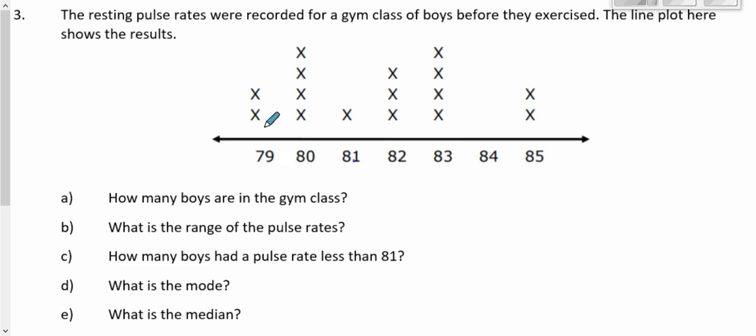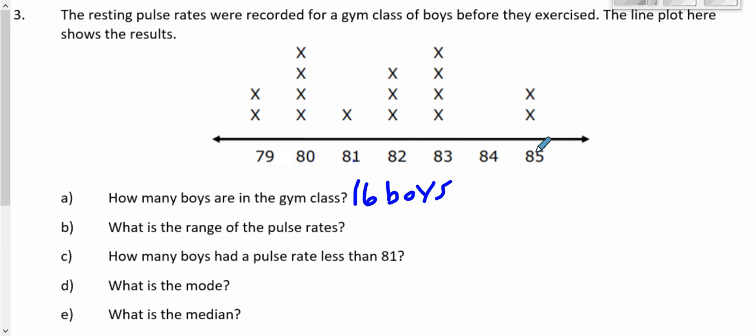Well, remember when we're looking at line plots, dot plots, all of that, each dot or each X represents a data point. So each X here represents a boy in gym class. So we have 1, 2, 3, 4, 5, 6, 7, 8, 9, 10, 11, 12, 13, 14, 15, 16. So here we can say that we have 16 boys. Okay? 16 boys.